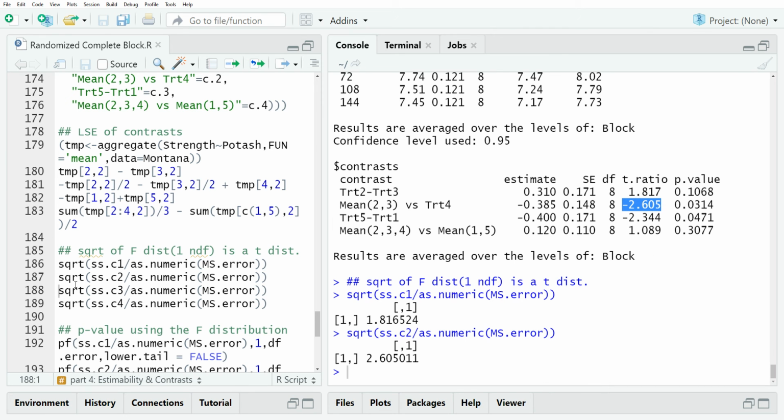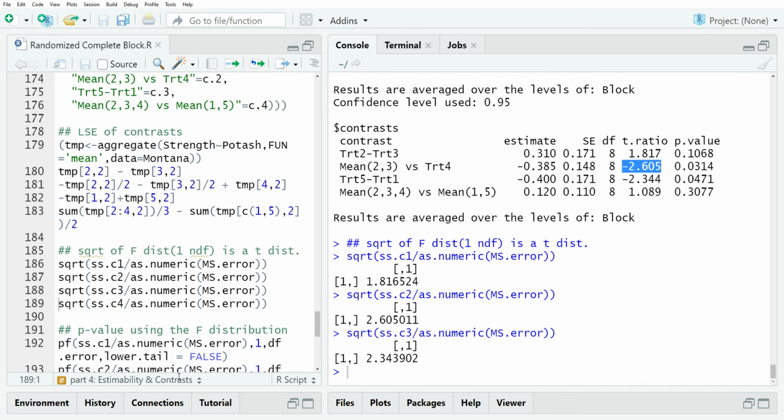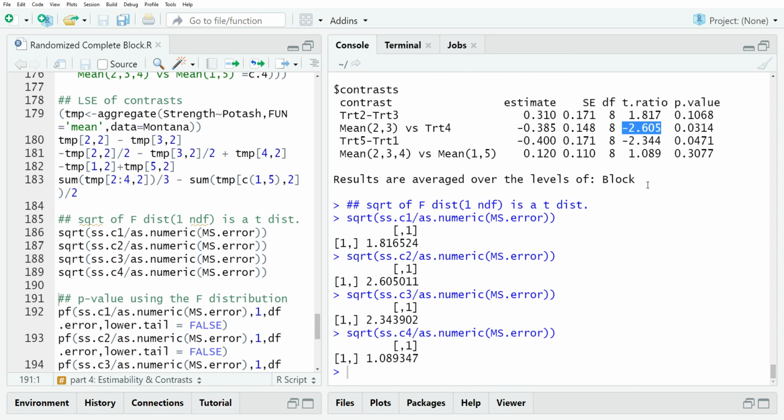Now, I just took the square root. Actually, I used the principal root, but really the sign of that should match the sign of the estimate. I was just too lazy to put it in. So 2.34, 2.34, 1.89, 1.89. Now the p-values here, they calculated from a t distribution.